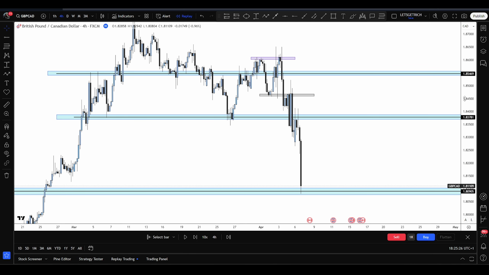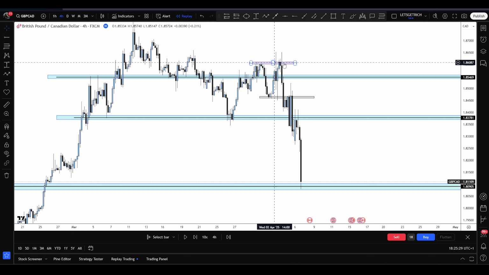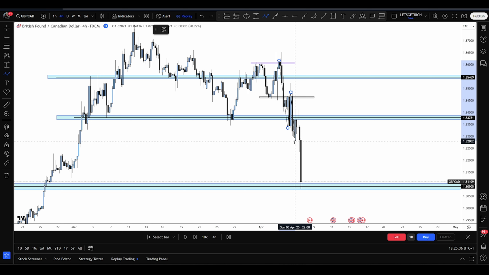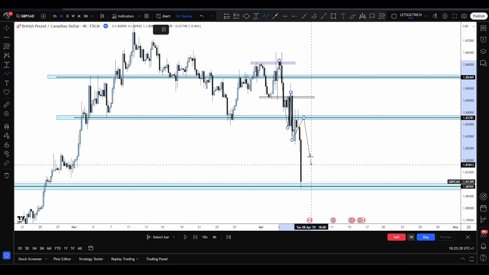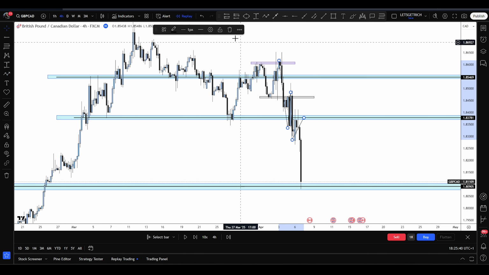But anyway, what I wanted to add as well is that on the 4 hour, you can see we've had a double top, then broken structure, I've had a break and retest, and then we've broken this structure again. So all I was waiting for was another retest and a potential continuation down into this level.